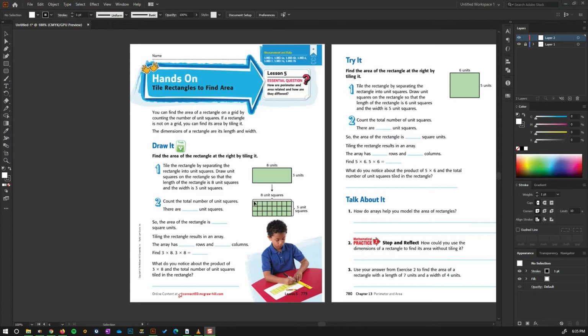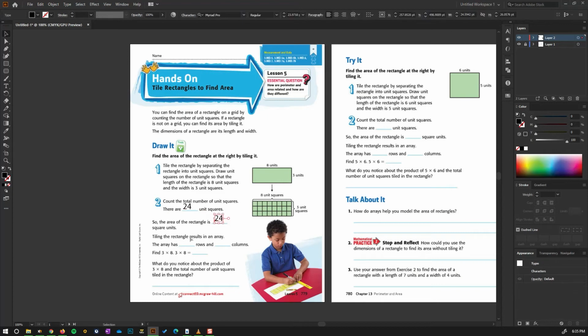So we see here that there are 1, 2, 3, 4, 5, 6, 7, 8, 9, 10, 11, 12, 13, 14, 15, 16, 17, 18, 19, 20, 21, 22, 23, 24 squares. So the area of the rectangle is 24 square units. Tiling the rectangle results in an array.